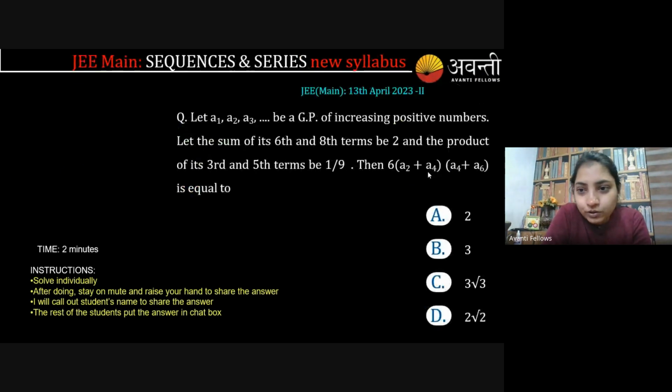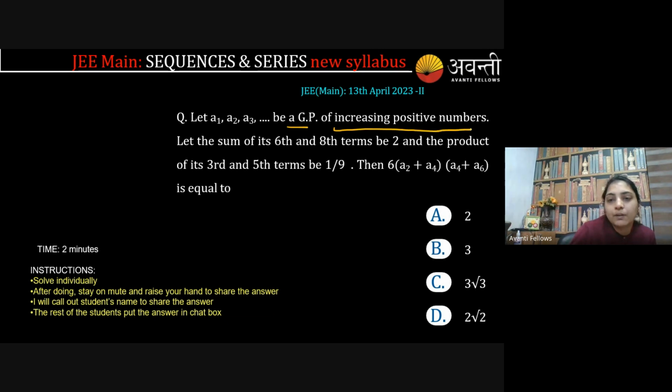Okay, so this is the latest question. This was asked in 2023. Just focus on the words. They said A1, A2, A3 are in GP and it forms increasing positive numbers. It means the GP is increasing positive, so r must be positive only.